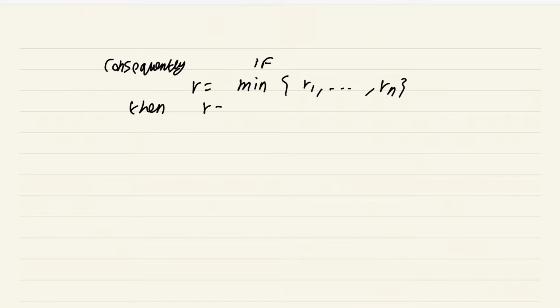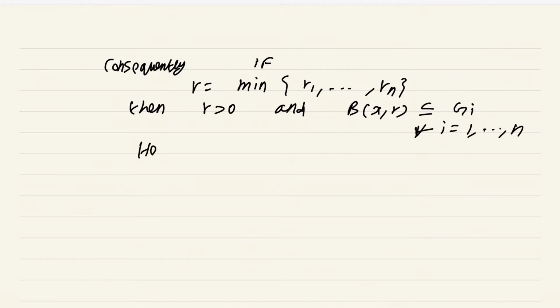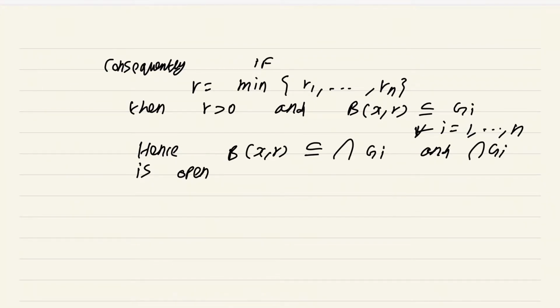Consequently, if r is the minimum of r1 to rn, then r is greater than 0 and B(X, r) is a subset of Gi for all i running from 1 to n. Hence B(X, r) is a subset of the intersection of Gi, and the intersection of Gi is open. Very easy proofs. Rather, these are proofs which are sort of automatic. You just start writing down what it is that you must prove, and the proof just falls into place. You have an analogous result for closed sets. I leave it to you to think about closed sets and what you can say about unions and intersections of closed sets.